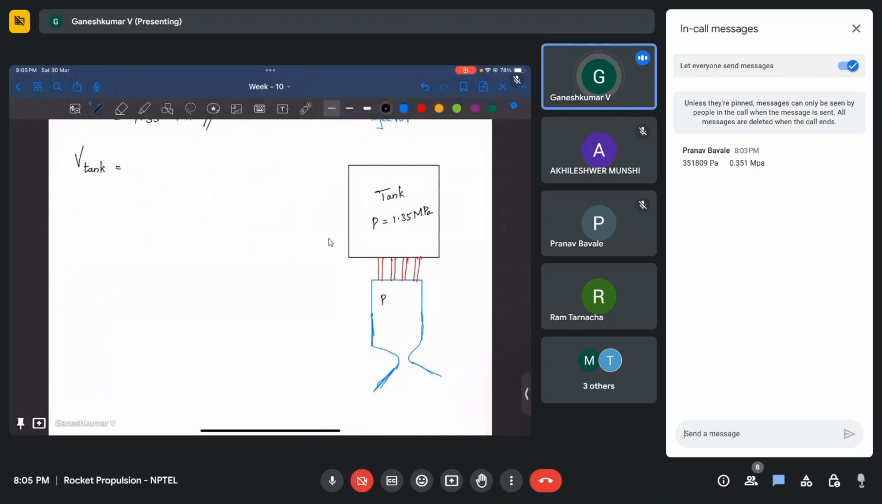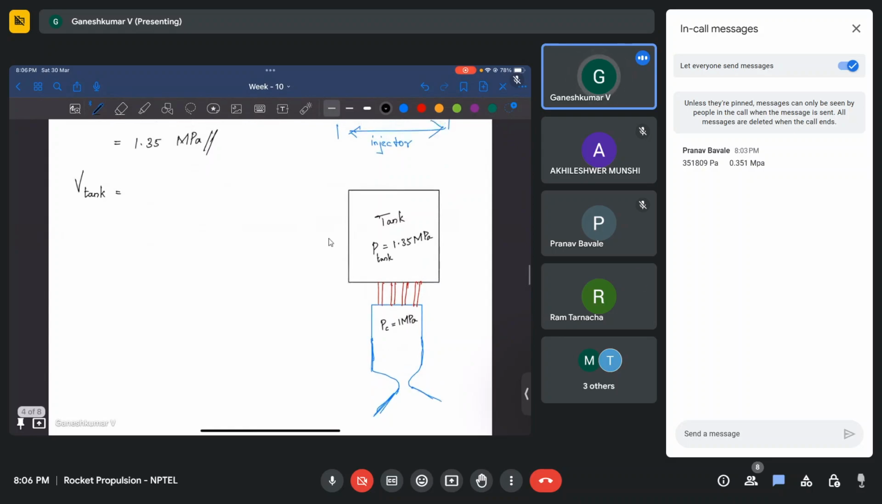So the pressure in the chamber is 1 megapascal and the pressure in the tank is 1.35 megapascal, and 0.35 megapascal is lost due to the injector. So now we need to find the volume of the tank. What is the total volume of the tank we require?